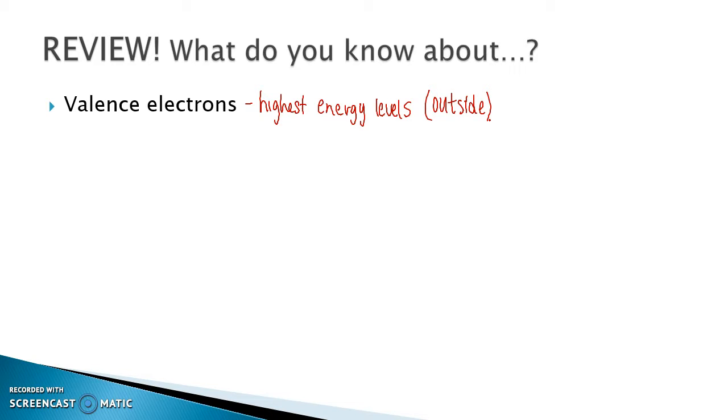That means they're the easiest maybe to take away, or maybe that's where we're going to gain electrons. Later on, we'll even talk about sharing electrons. But either way, these are the ones that are going to bond or react, all right? You can think of them as being lost or gained. These are the ones that just do everything.